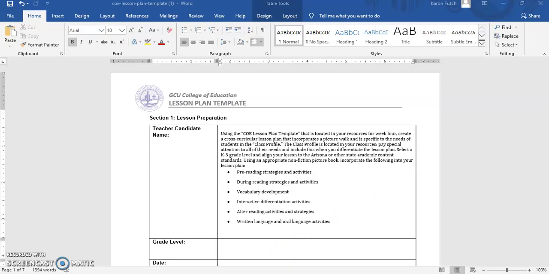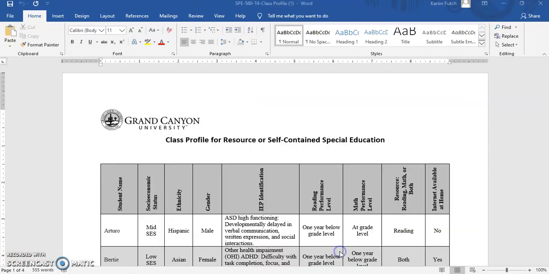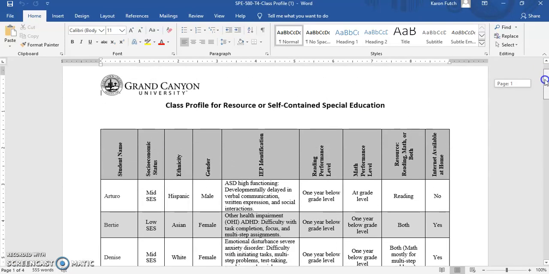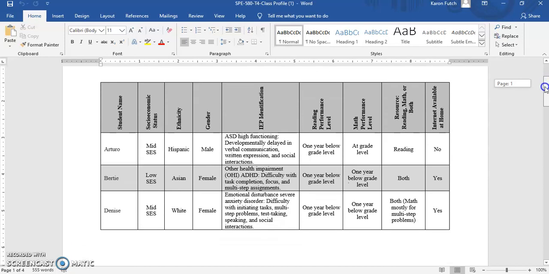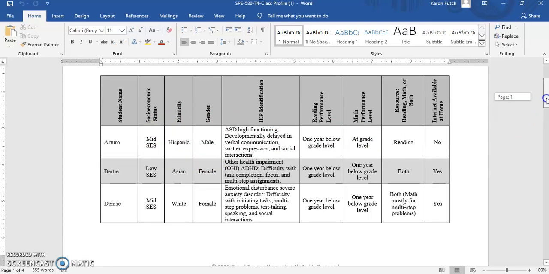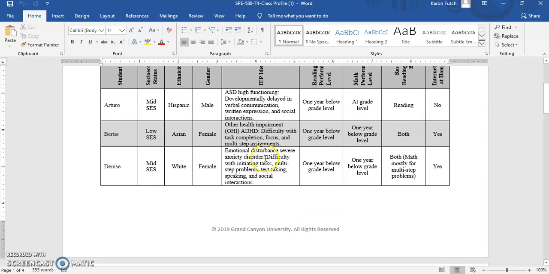But the class profile is here, and what you'll be looking at, there's no specific grade level, so you'll choose a grade level, but you'll base how you develop this lesson plan on this, which would be a typical class. You see a student, Hispanic. It says he is on the spectrum, high functioning, developmentally delayed. He's 1 year below grade level.